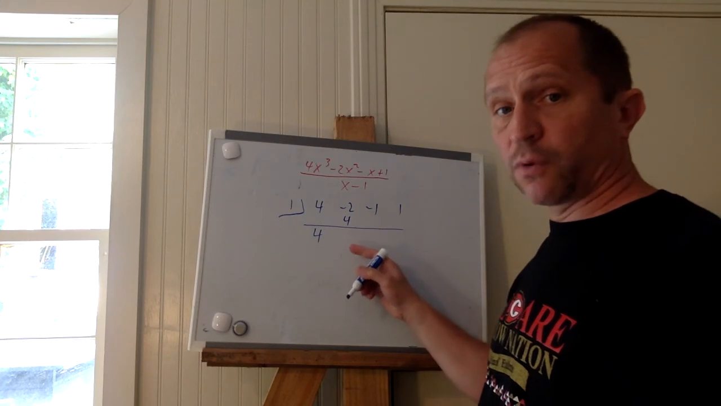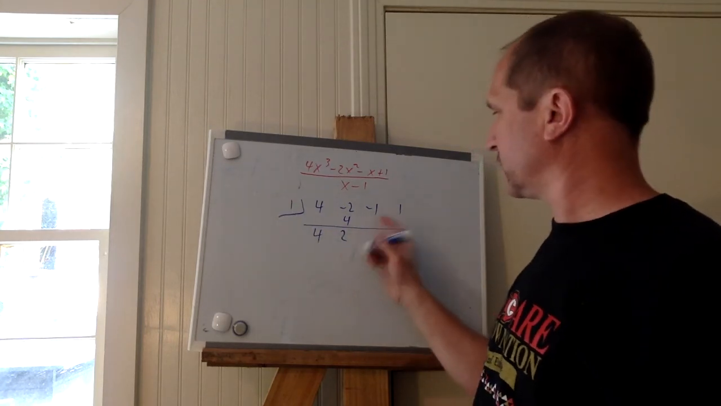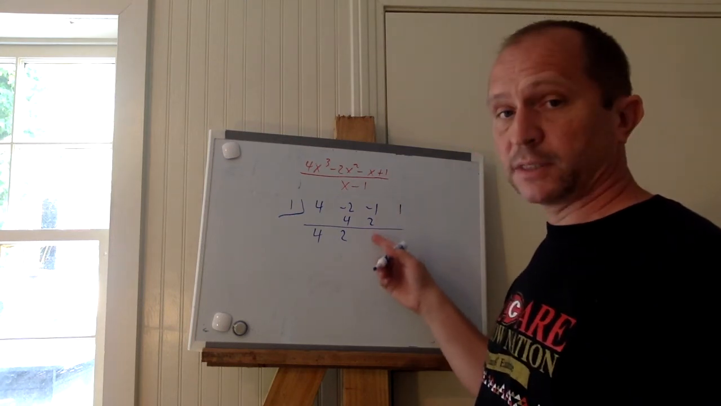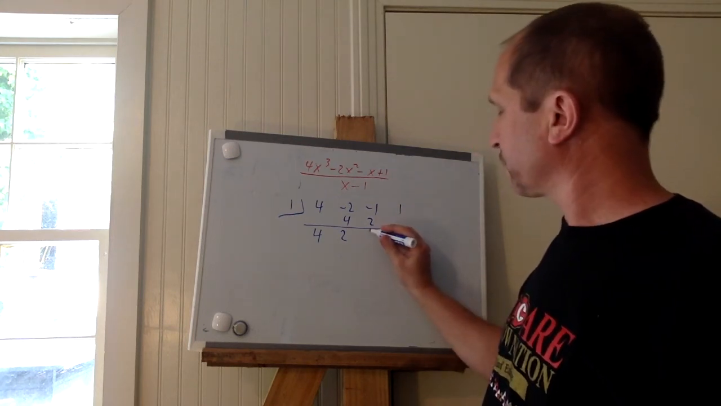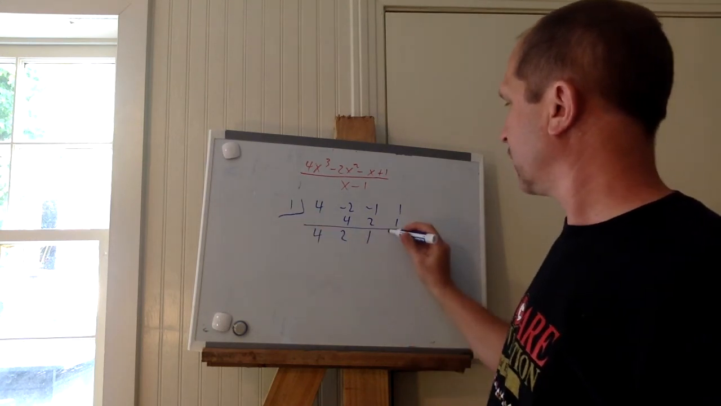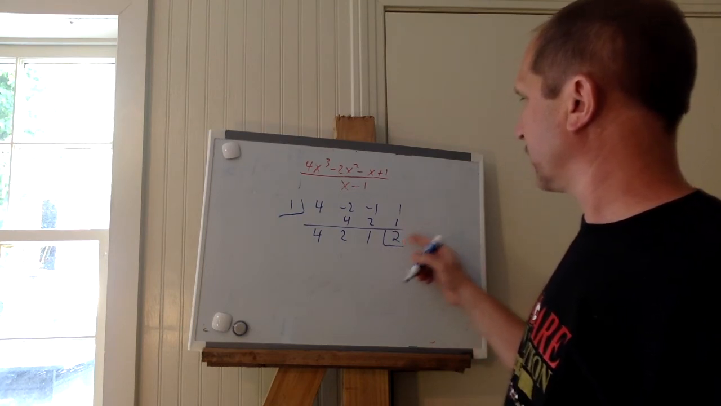Negative 2 plus 4 is 2. 1 times 2 is 2. Negative 1 plus 2 is 1. 1 times 1 is 1. And then 1 plus 1 is 2, and here's where my remainder goes.